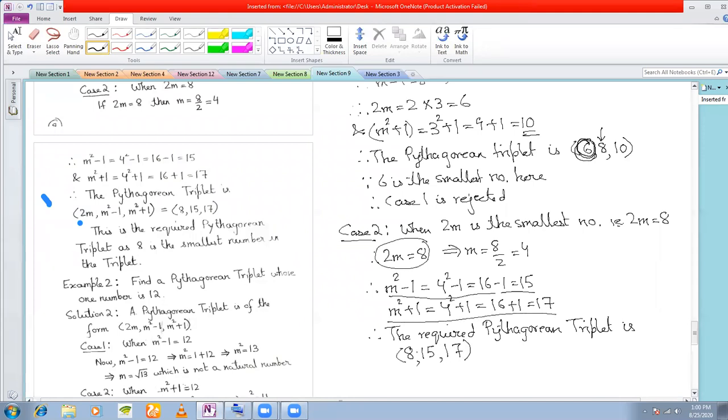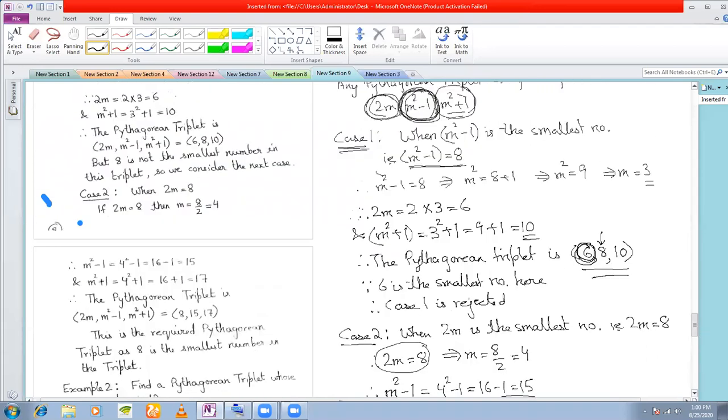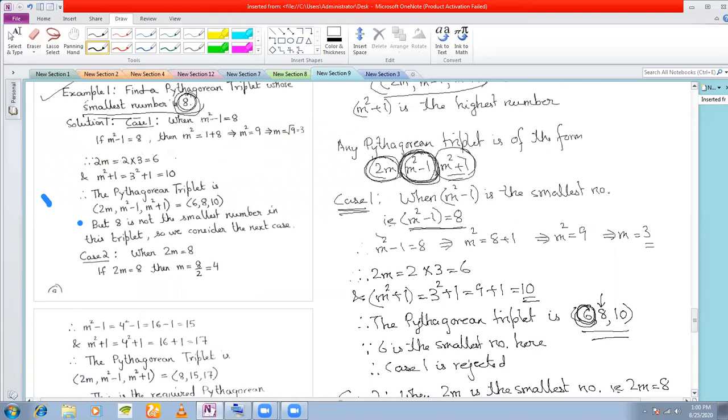Now see, in this triplet, 8 is the smallest number. So therefore, this is our required triplet. So we will not accept case 1. We will not accept this triplet. We will accept this triplet because the question says to find such a triplet in which the smallest number is 8. Okay.